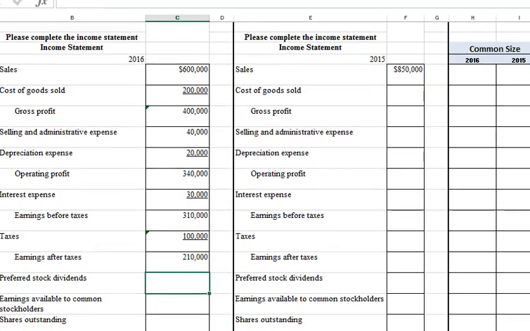Okay, are you with me so far? So here, 600 subtract 200 is 400,000 gross profit. 400,000 subtract 40 and 20 is 340 operating profits. Here we're subtracting the expenses. So gross profit subtract selling, subtract depreciation, we get our operating profits. Then we take our interest expense, we subtract it from our operating profits to get our earnings before taxes. We put our taxes in, we subtract our taxes from our earnings before taxes, we get our earnings after taxes.